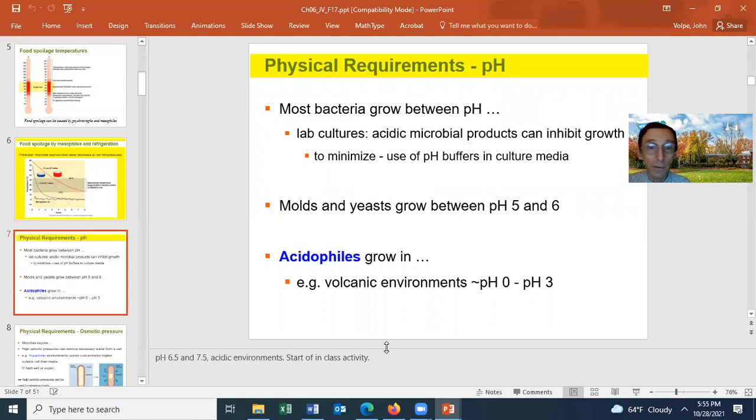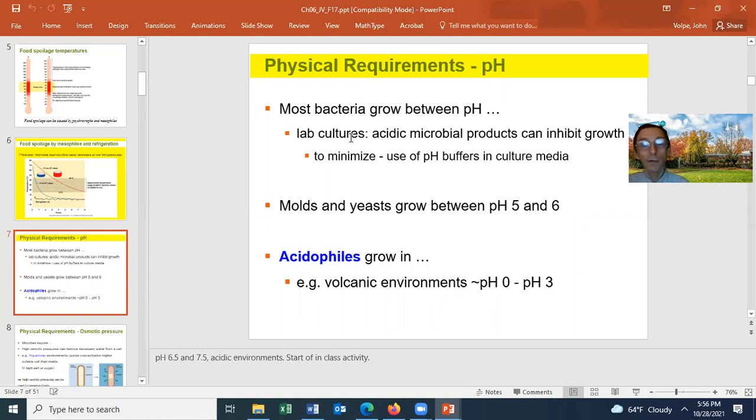Usually when bacteria grow in media in the lab, they will make acidic microbial products. And then those acids will inhibit further microbial growth. To minimize the problem of acid production, usually we put buffers in the media so the bacteria can continue growing for as long as there's food in the media.